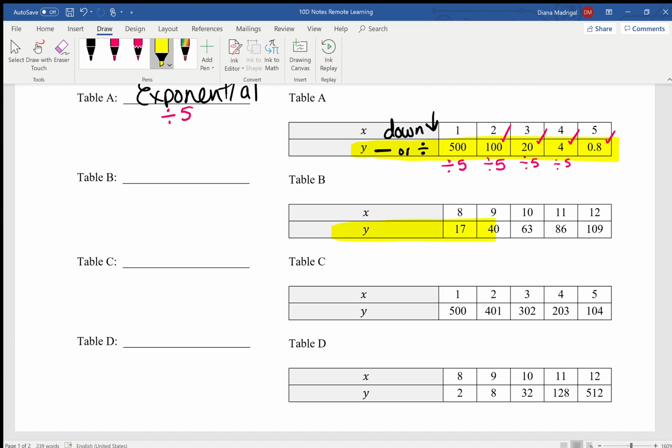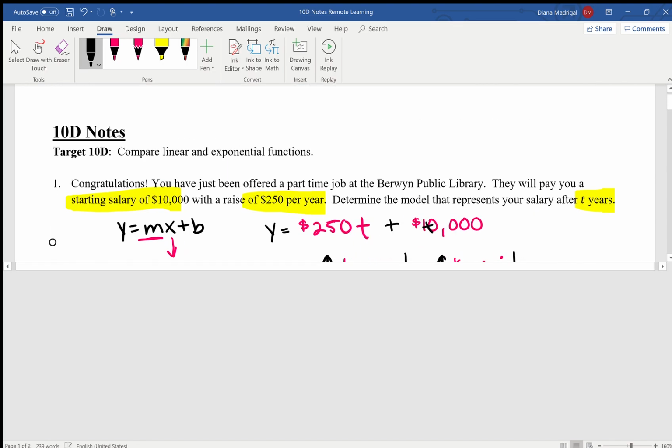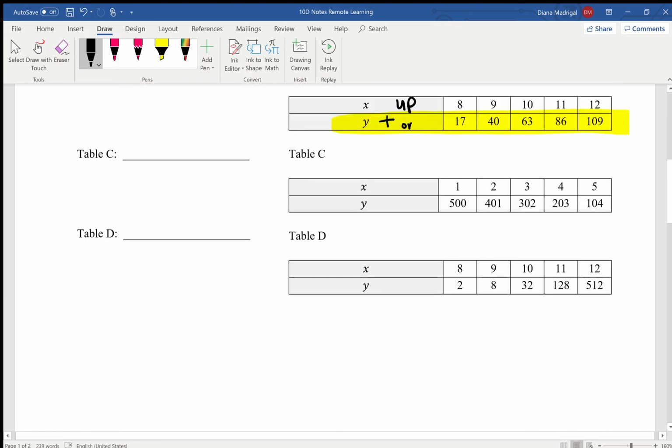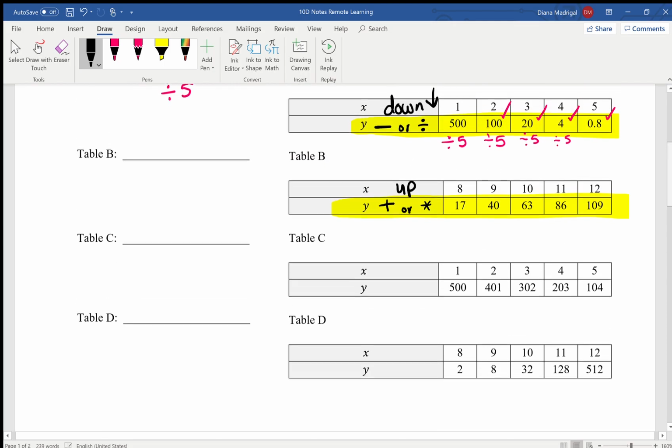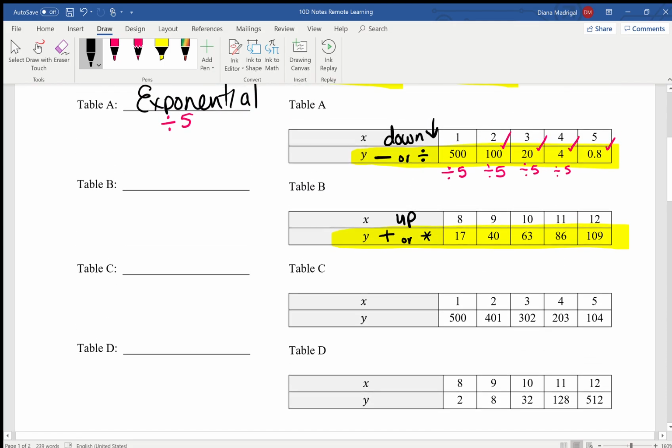All right, the next one, a table again. We're looking at the numbers on the y. First thing, is it going up or down? Well, 17, 40, 63, 86, that means it's going up. And I have two options when it's going up. It's going to be increasing by adding if it's linear, and it's going to be multiplying if it's exponential. So again, let's try this.